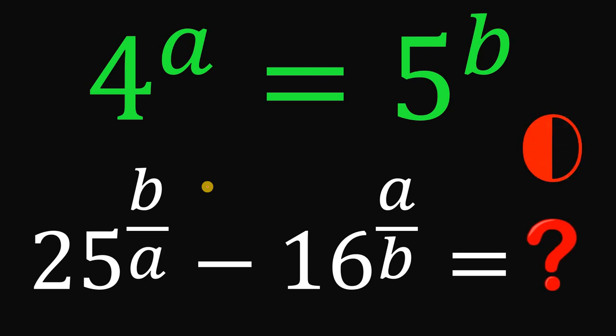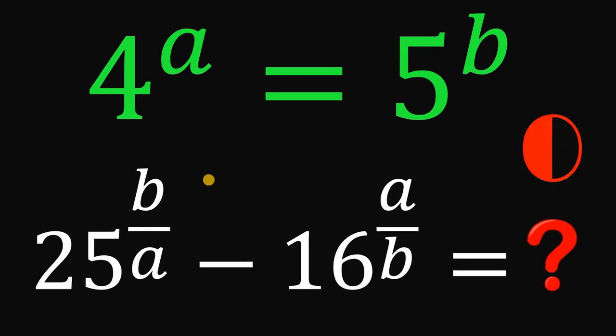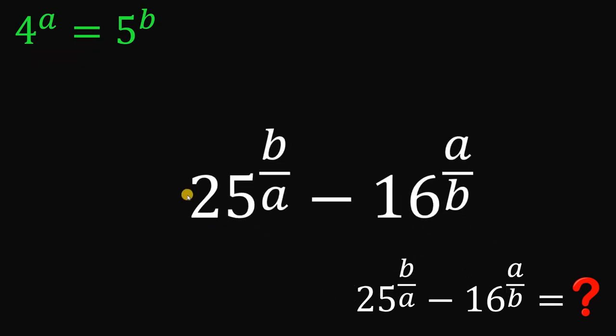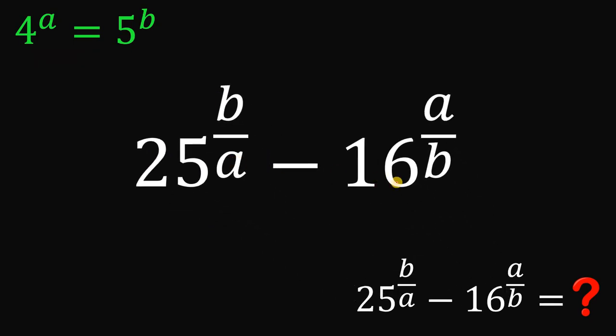And now, let's answer this question together. Alright, so given this equation, 4 raised to a equals 5 raised to b, our goal is to solve for the numerical value of 25 raised to the power of b over a minus 16 raised to the power of a over b.